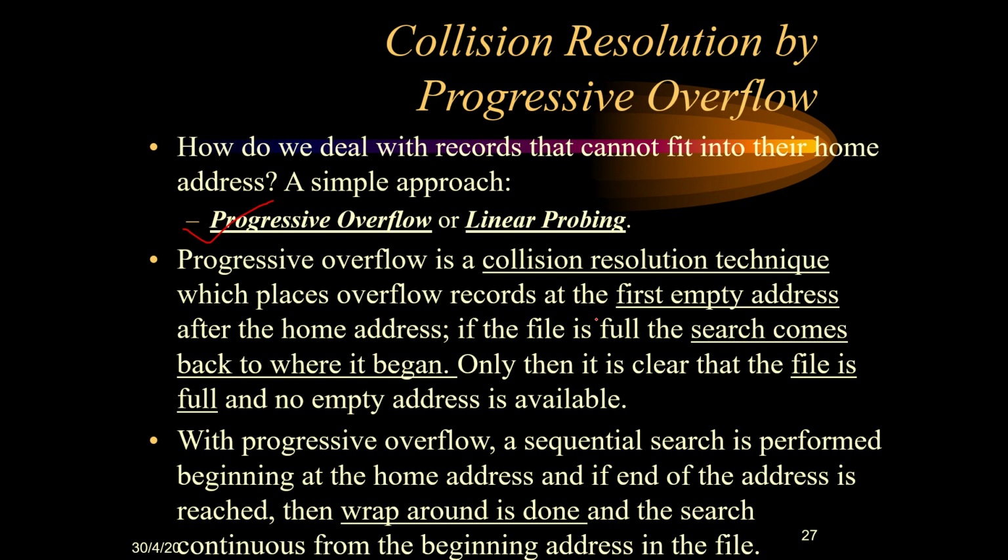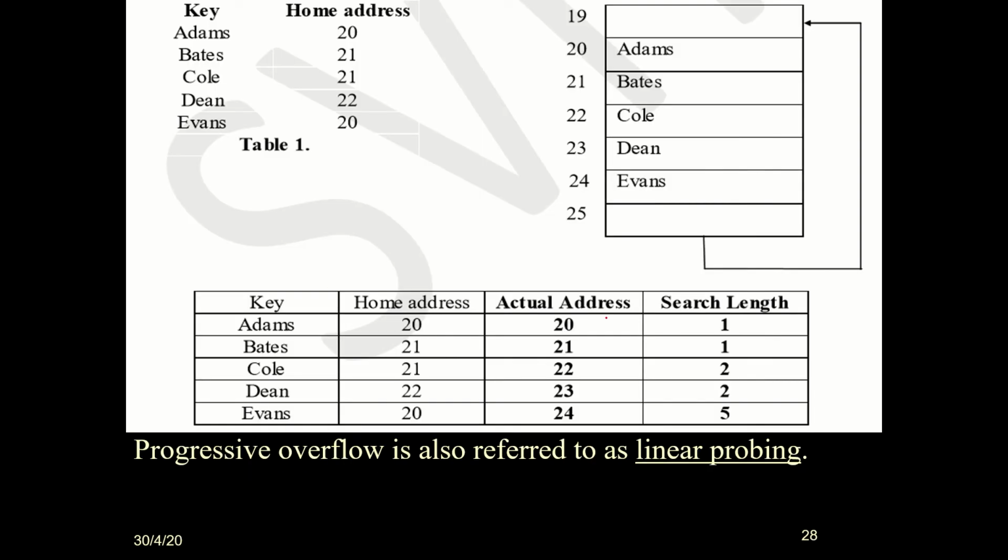So in progressive overflow, what do we do? We include a wraparound function, so that the pointer can move to the beginning of the addresses and fill up the empty spaces and keep moving around, so that the empty spaces are being used effectively. This is the technique which is implemented in progressive overflow or linear probing. We'll see that with the help of an example.